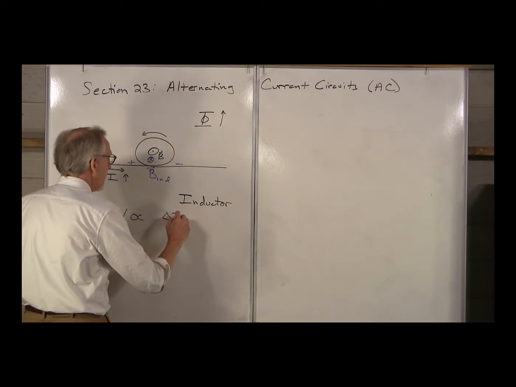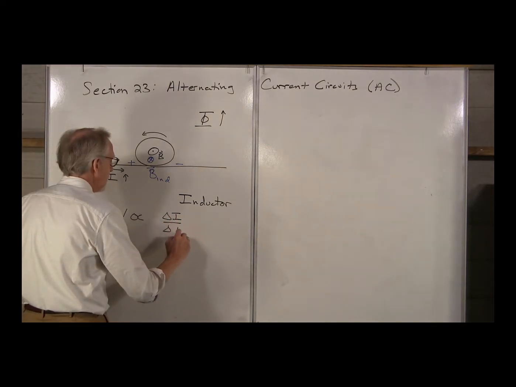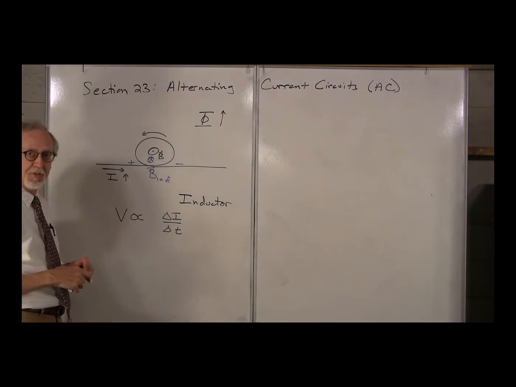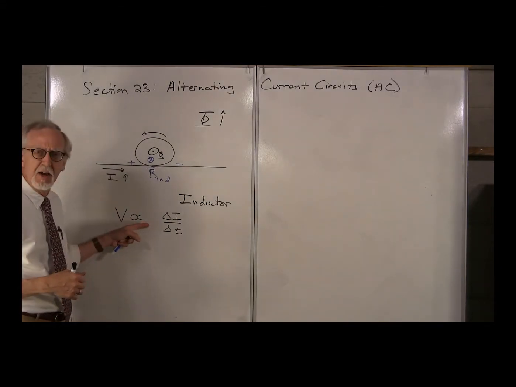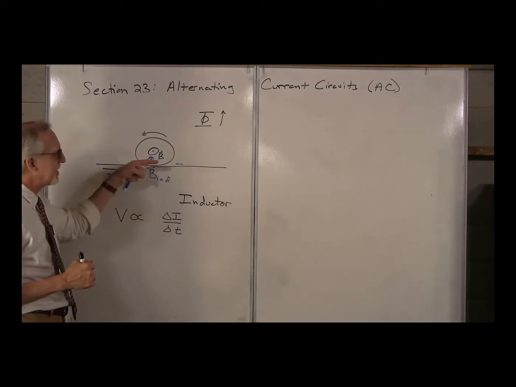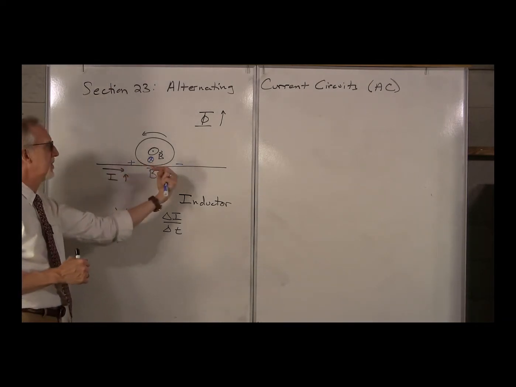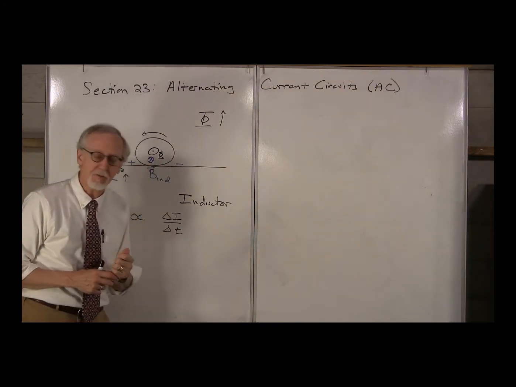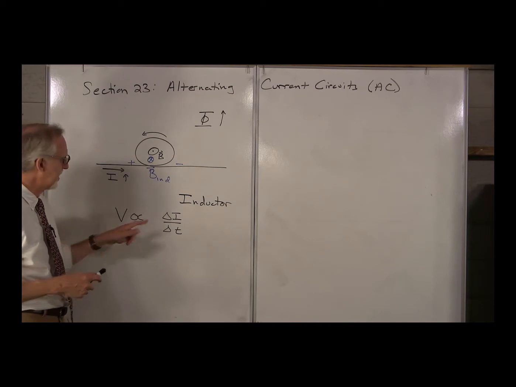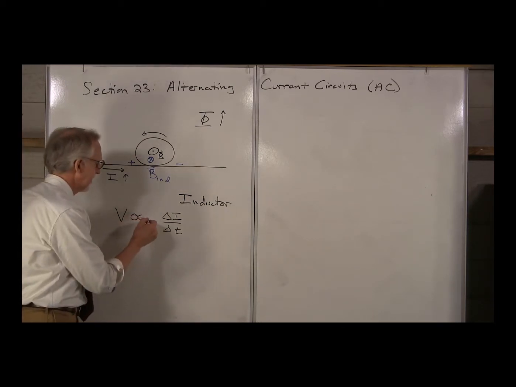So delta I over delta T. And remember, it's always in the opposite direction. So we might stick a negative sign in there, but let's remember that if the current is going this way and increasing, the EMF is always going to be in the other direction. We could stick the negative sign in there for Lenz's law. Well, go ahead, we'll stick the negative sign in there. Okay.